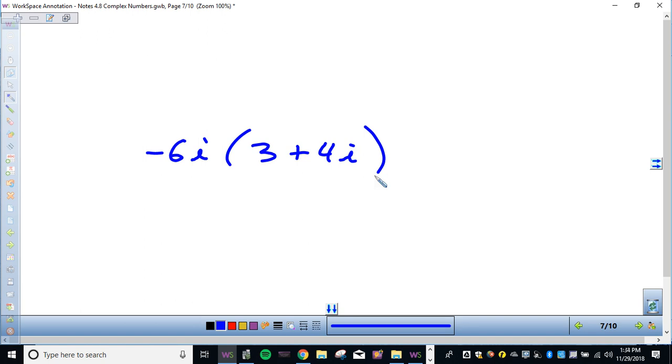24 comes first. Good. Positive 24. Right, because i squared switches it to negative. Okay. Good job. Minus 18i. Right, because negative 6 times 3. Negative. Okay, good.